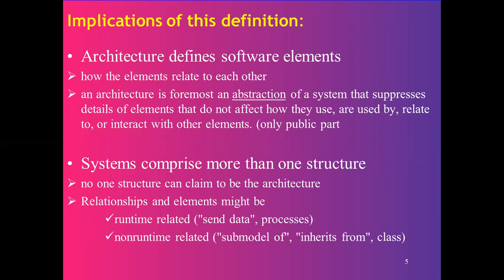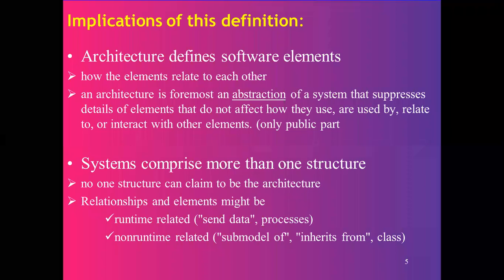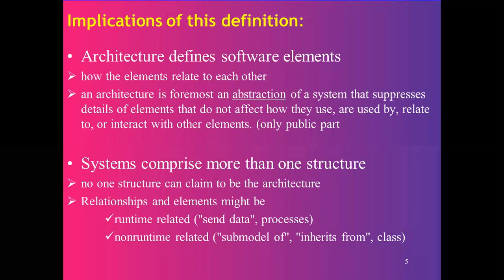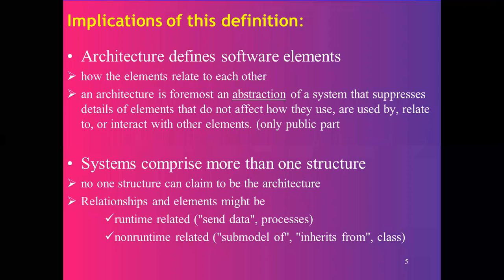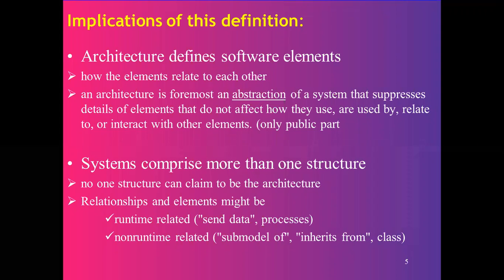Now the implications of this definition. Here we have seen the definition of software architecture. Then what are the implications of this definition? The first one is that architecture defines software elements. Whenever we create an architecture for any system, it has software elements. Elements means modules or components of that software. So the implication is that architecture defines how those elements are related to each other.